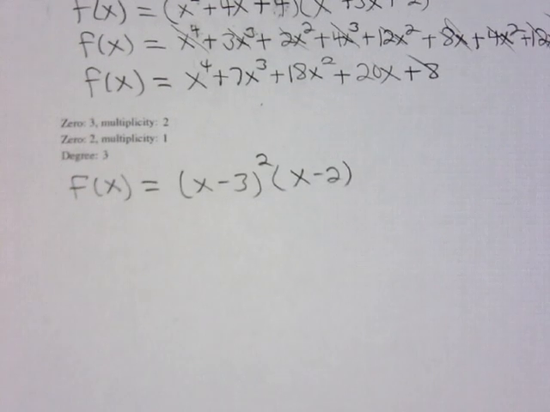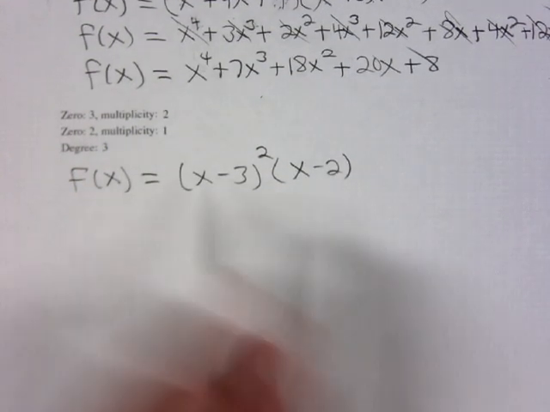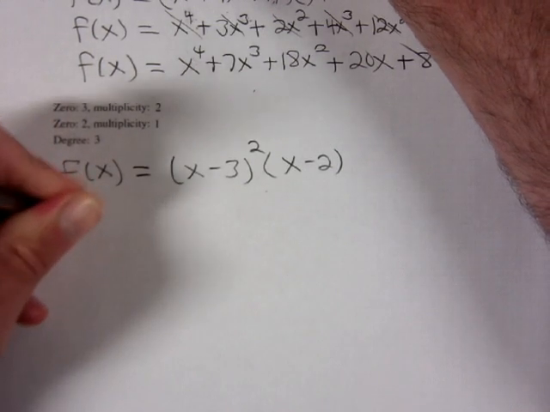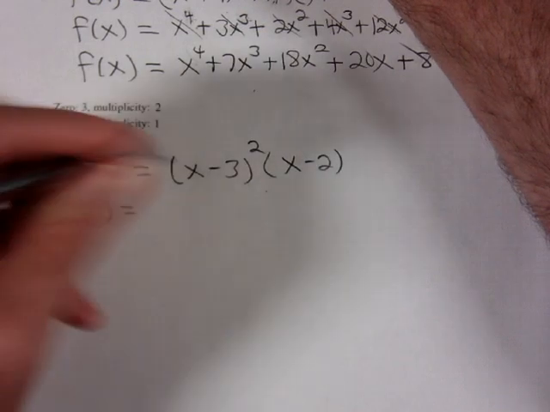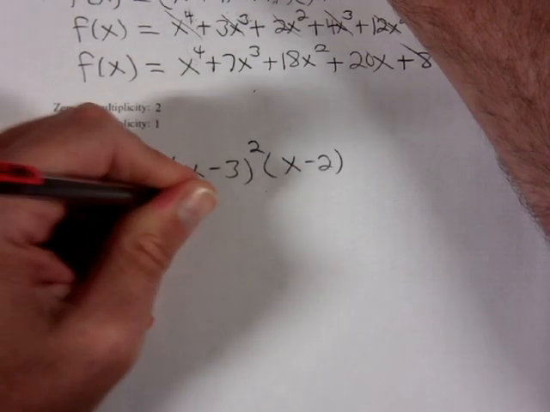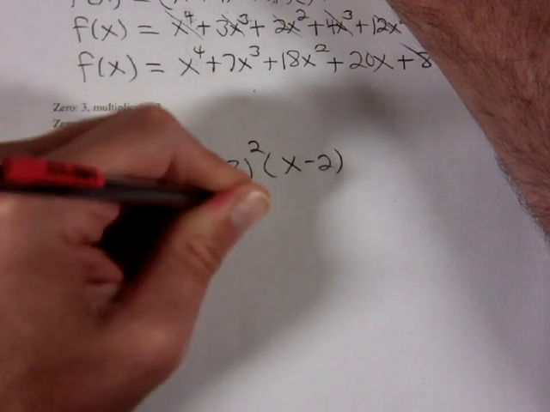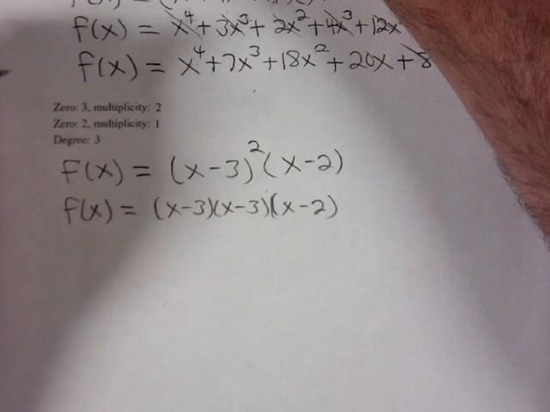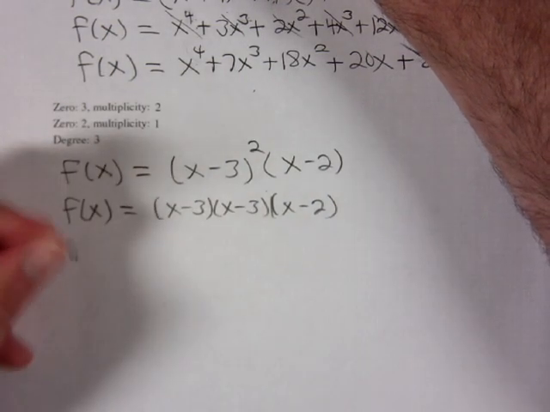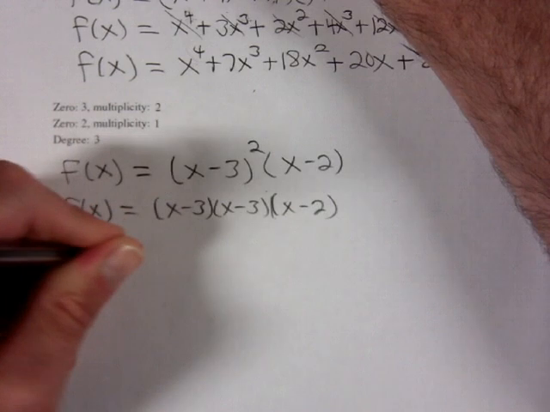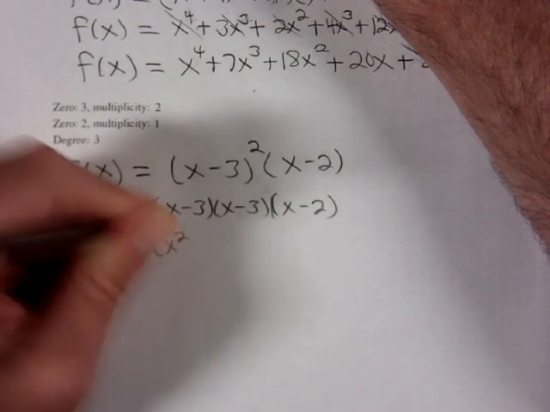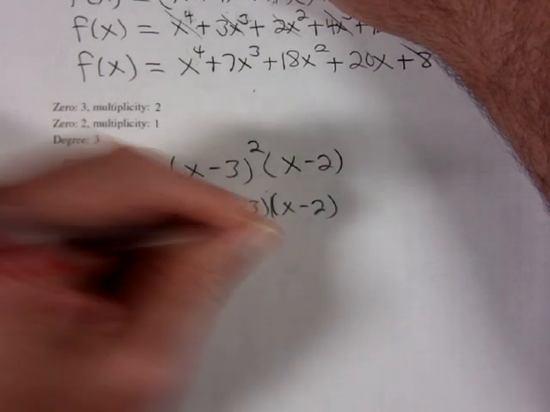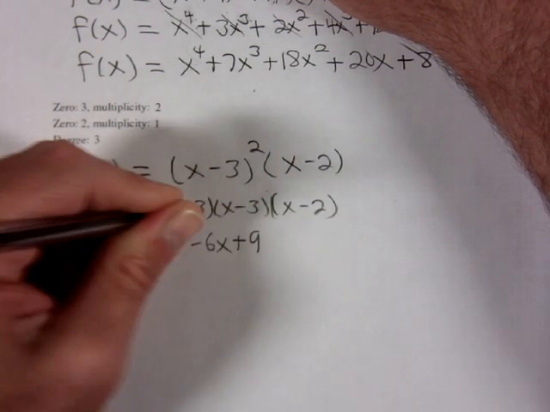Okay. So this one is degree 3, so it won't be quite as long to multiply out as the last one. So f of x, I do have negatives though to deal with. So let's write this out first. X minus 3 close times x minus 3 times x minus 2. All right, so we'll multiply these first two out first. X times x, x squared. And then that'll be minus 6x in the middle. And positive 9 there, negative times negative.